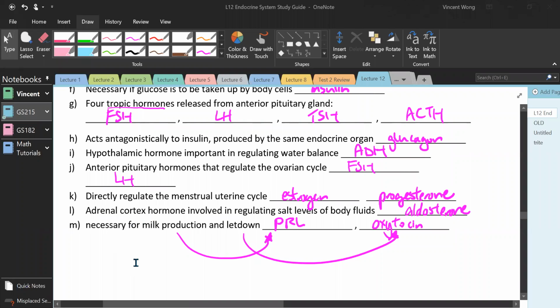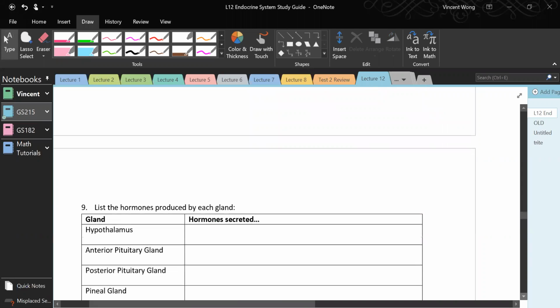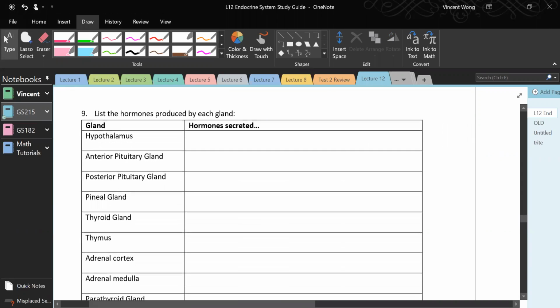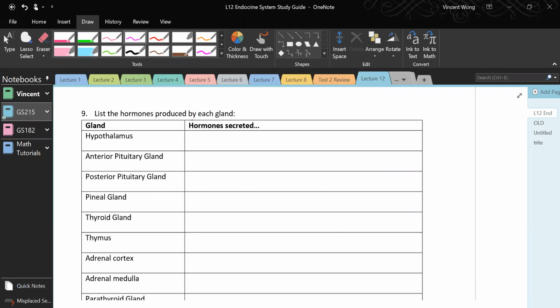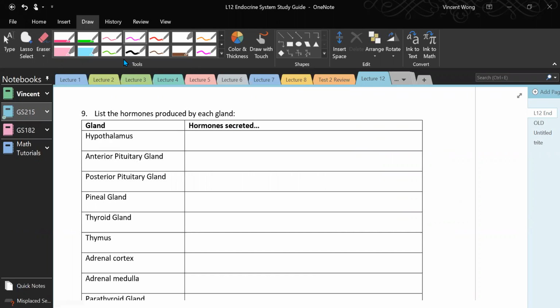All right, let's keep going. Next, what do we have next? We have this chart. This is probably a very important chart that you want to keep next to you during the test. It's a summary of what hormones come from where.